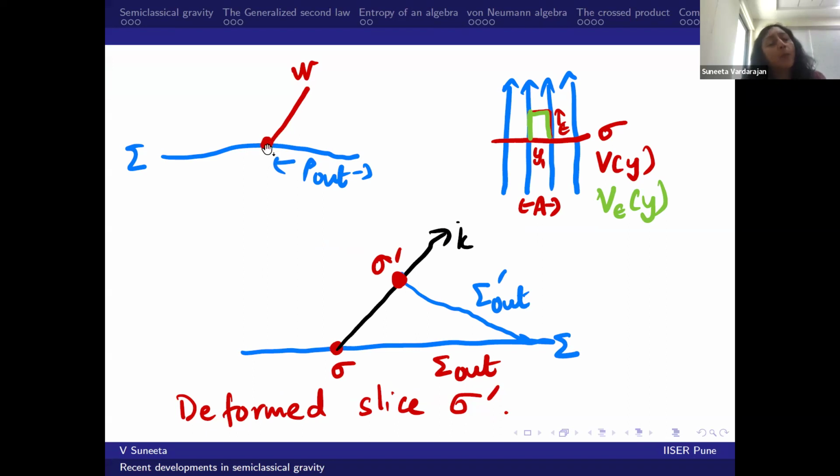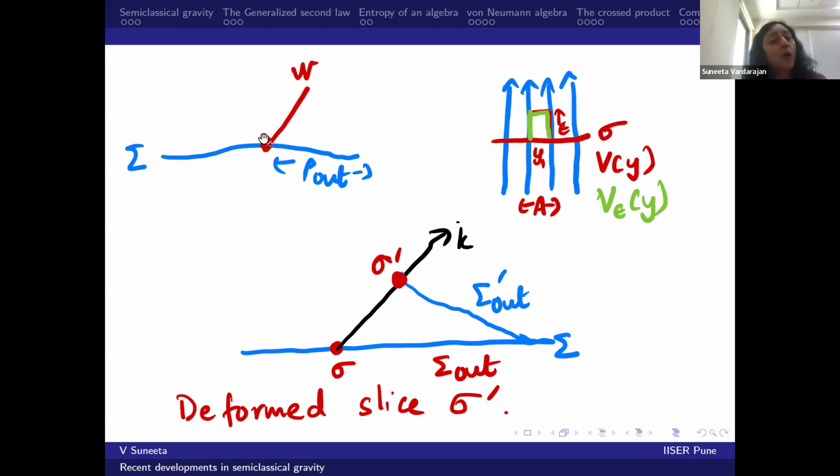From this sigma, there are 2 orthogonal null directions. One is along the outgoing rays, what we call the outgoing null rays, and the other is along the ingoing null rays. These 2 null directions define for me 2 null hypersurfaces. I have drawn 1 null hypersurface here. You also have something similar on the other side, but I'm not bothered. I've just drawn one particular null hypersurface here.